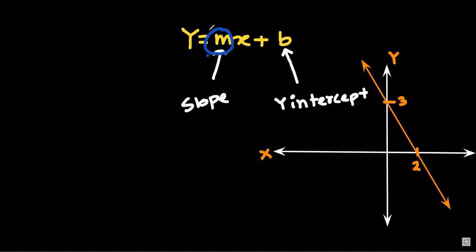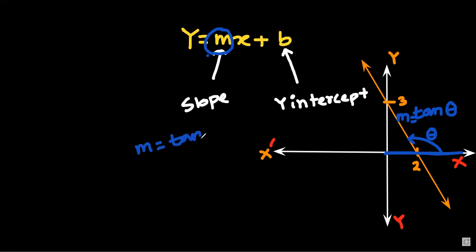Mathematically, slope is nothing but the angle which the line makes with the positive x-axis. You can see this is the positive x-axis, and this line is making some angle with it. Suppose this is theta. If you take the tan of this theta, that would give you the m value or slope. So slope is m, which equals tan theta.